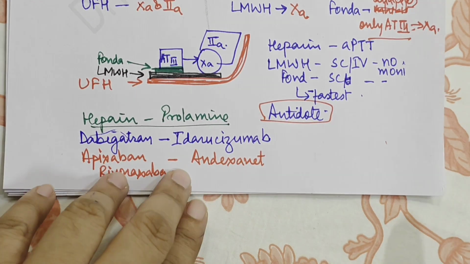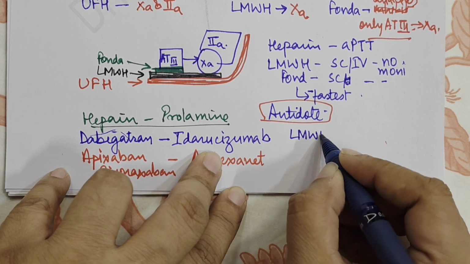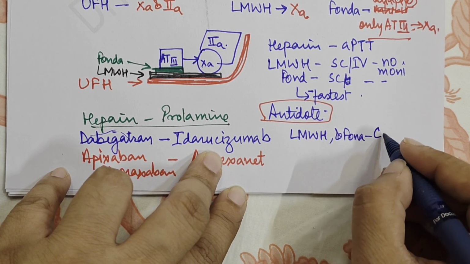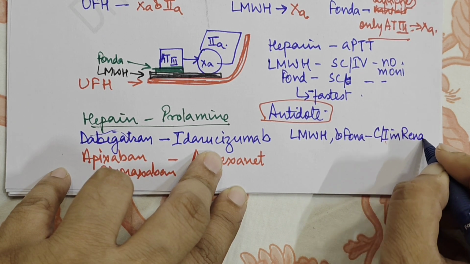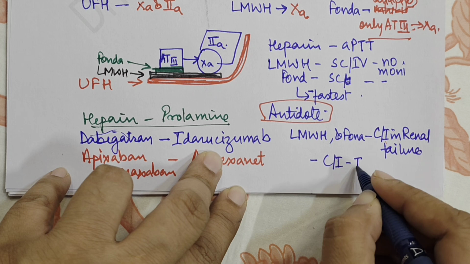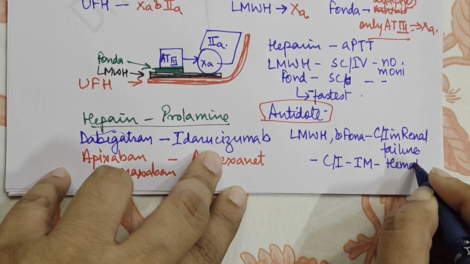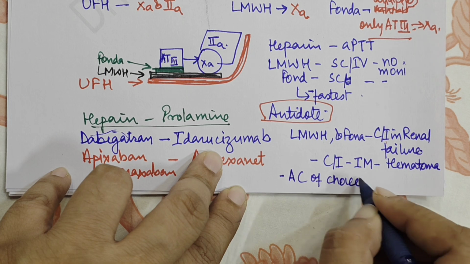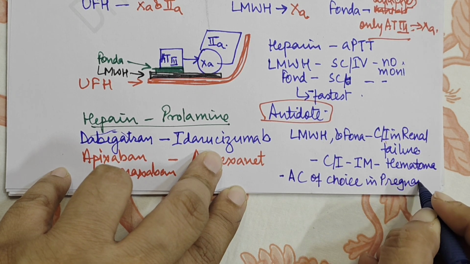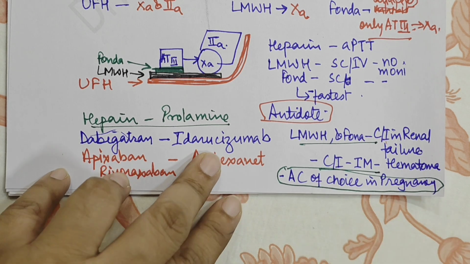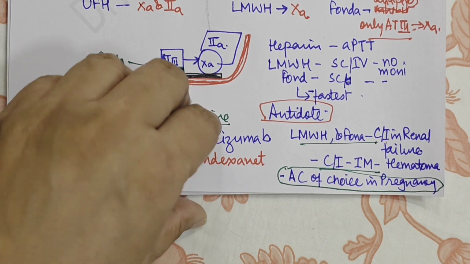Now, if we discuss the uses of low molecular weight heparin and fondaparinux, they are contraindicated in renal failure because they are excreted by the kidney. This is important. They are contraindicated by the IM route because they can cause hematoma. This is also important. Then they are the anticoagulant of choice in pregnancy. Why? Because they do not cross the placenta. So these are important points: contraindications and choice in pregnancy.